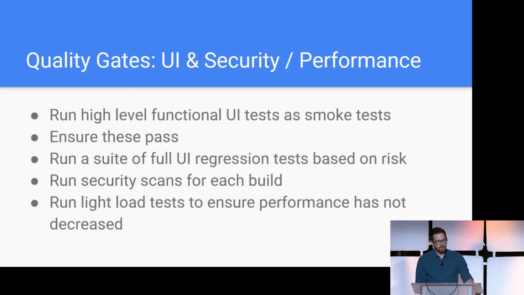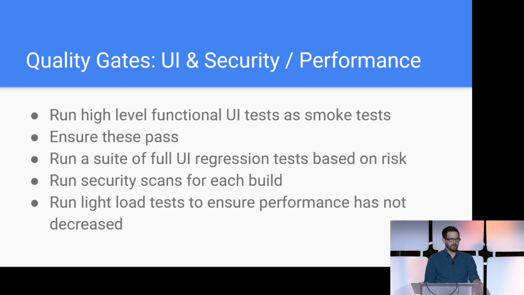And so after you've done that, you have your integration tests, your code quality checks out. This is where you want to start running your UI and maybe your security and performance tests. So you want to do high-level functional smoke tests to make sure the happy path areas of your application work. All those tests should always pass. And once you have that warm fuzzy that the main happy paths of your application are working, then you can move on to doing your full regression tests. You can start doing security tests.